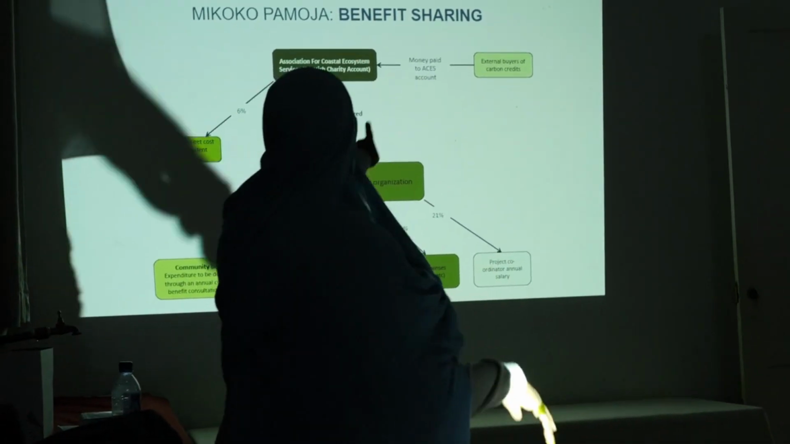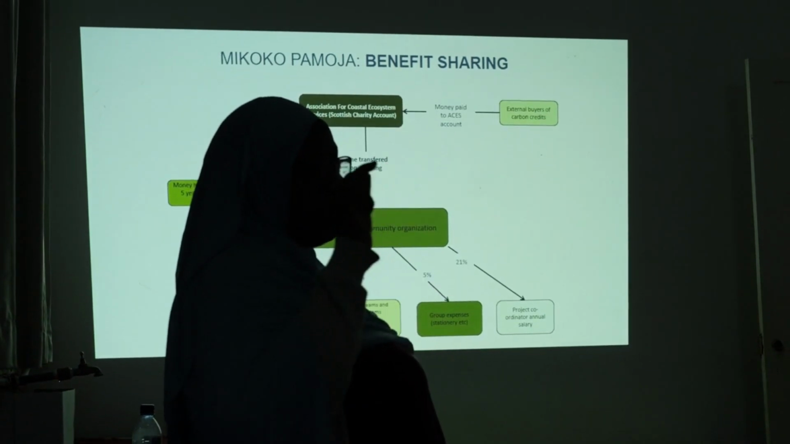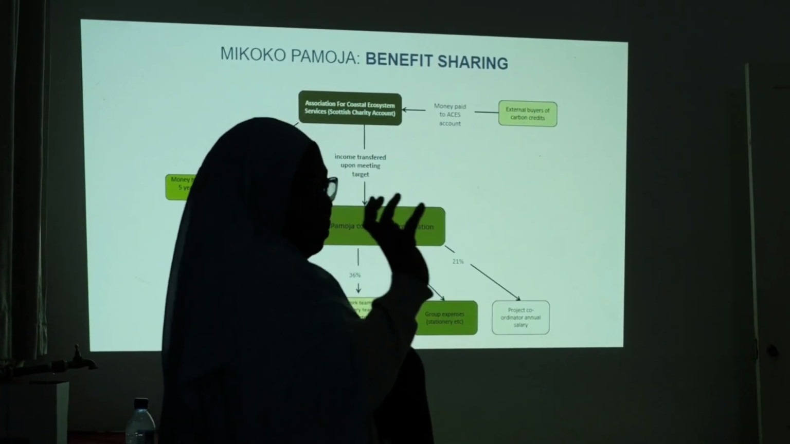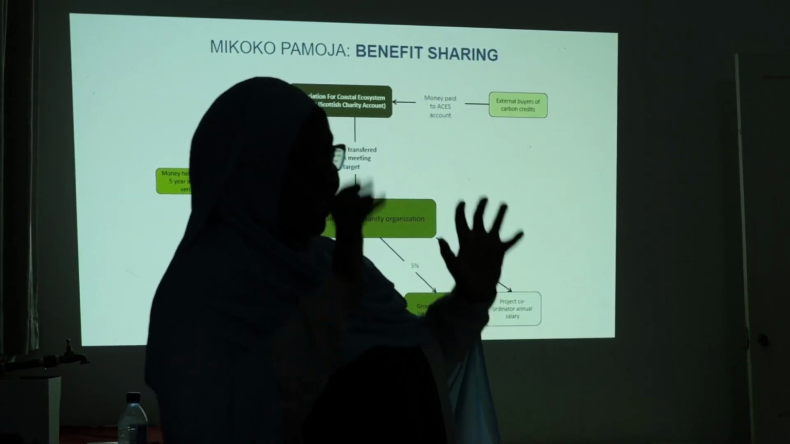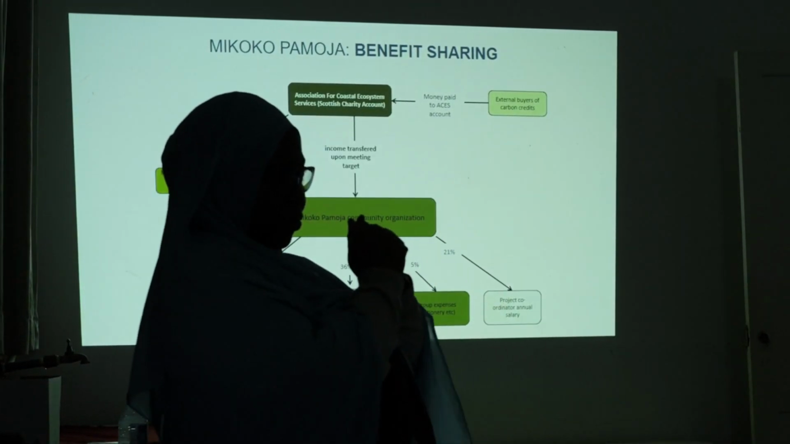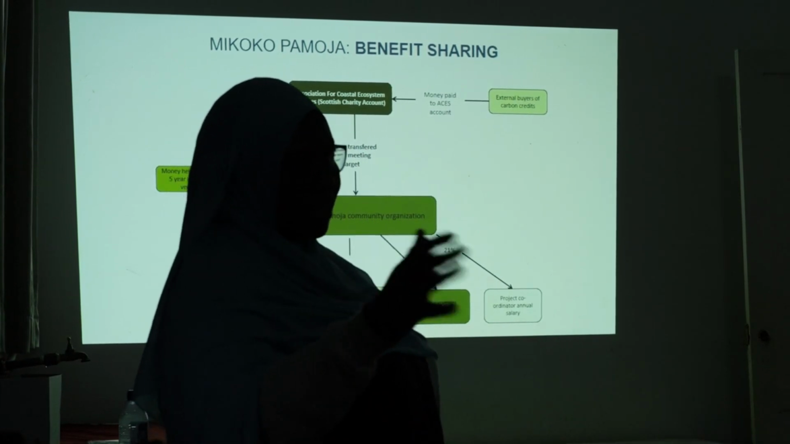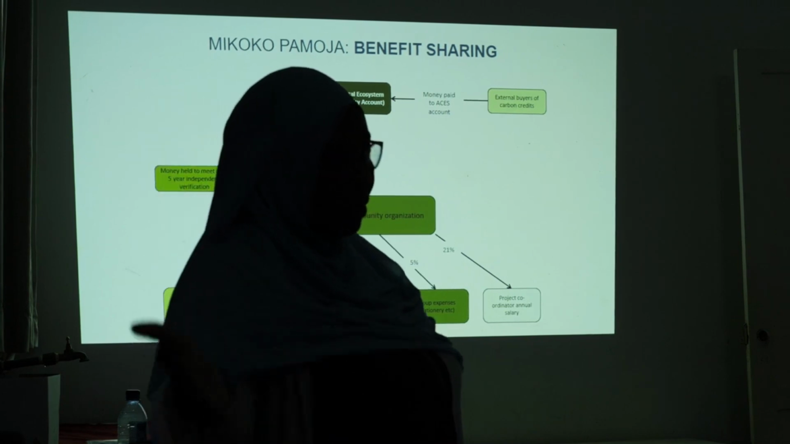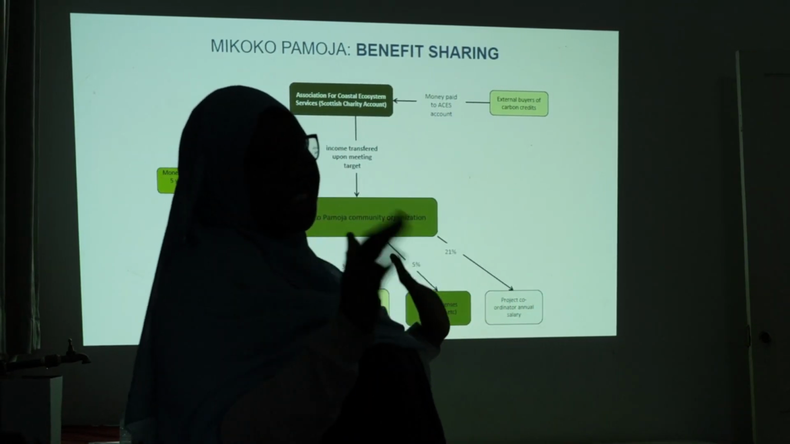So our agent here is the Association for Coastal Ecosystem Services, the people who pay to assess. They are helping us in that. They are the ones looking for the market for us, and when the money is paid, it comes to them. They follow the Plan Vivo standard, so that's why we developed our project according to the Plan Vivo standard. Once that money comes, it's a Scottish charity organization.